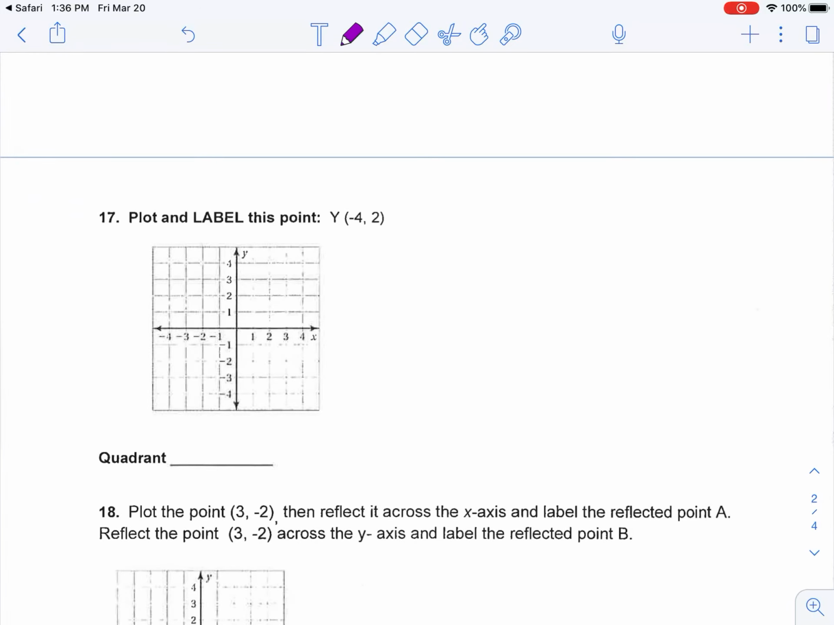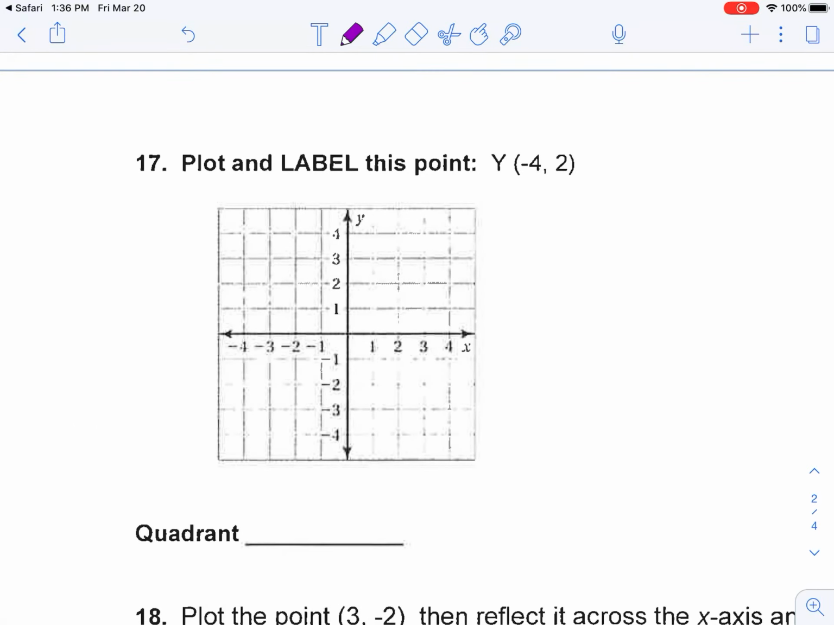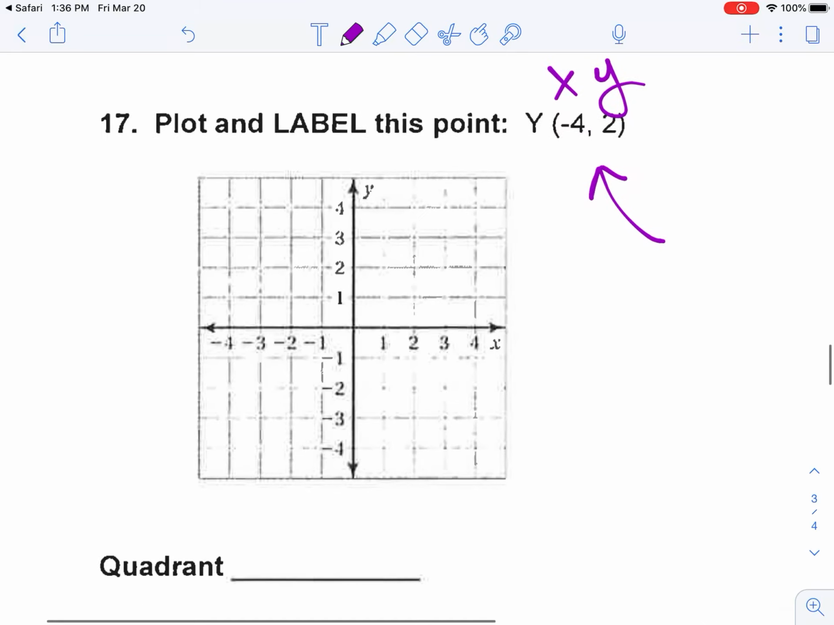Number 17, we're going to plot this point and label it Y. Plot and label. Okay, so negative 4, positive 2. Remember, your first one is your X, which means I'm going to travel on that X axis 4 spots to the left since it is negative. And then positive 2, which means I'm going to go up 2. So there's my point that I plotted, and I am labeling it Y. Doesn't really look like a Y, does it?